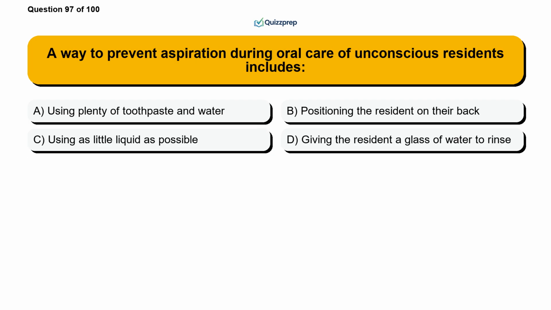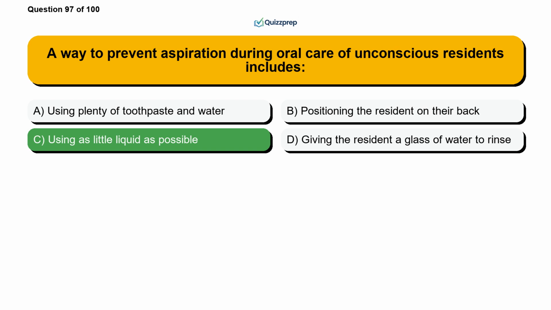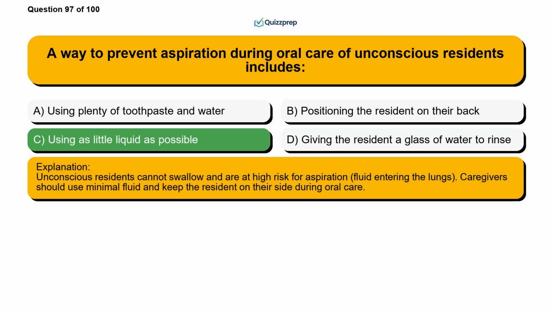Question 97. A way to prevent aspiration during oral care of unconscious residents includes option A, using plenty of toothpaste and water. Option B, positioning the resident on their back. Option C, using as little liquid as possible. Option D, giving the resident a glass of water to rinse. The correct answer is option C, using as little liquid as possible. Unconscious residents cannot swallow and are at high risk for aspiration, fluid entering the lungs. Caregivers should use minimal fluid and keep the resident on their side during oral care.